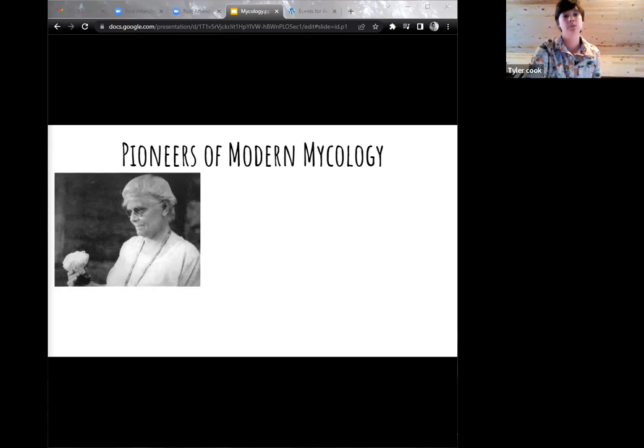This is the only photo I could really find of her, and it was taken in about 1930. I would love to know what kind of specimen she's holding.